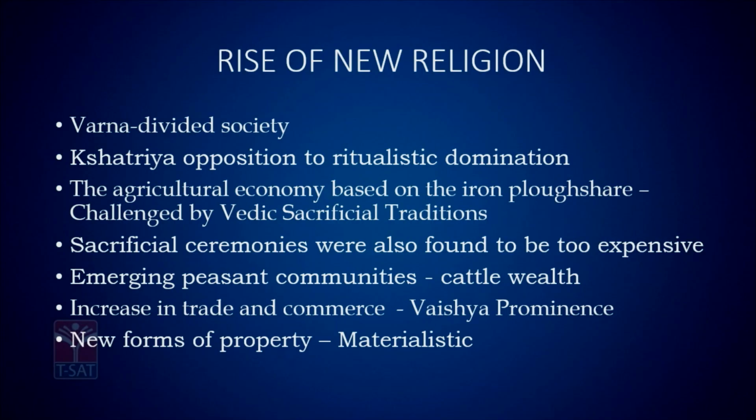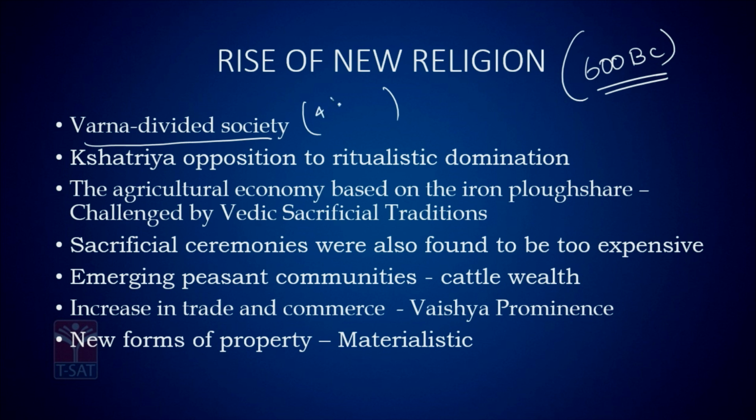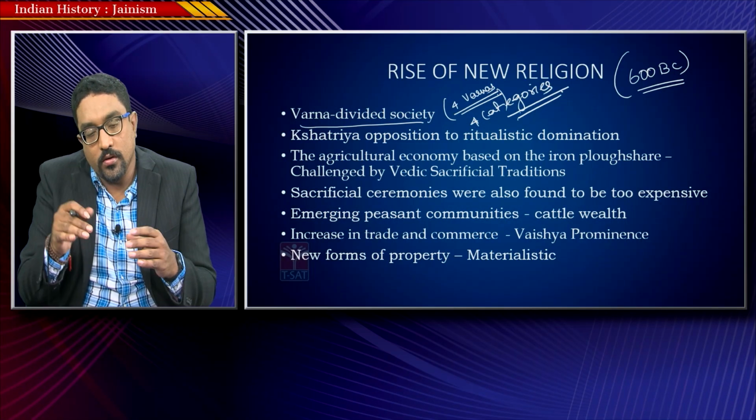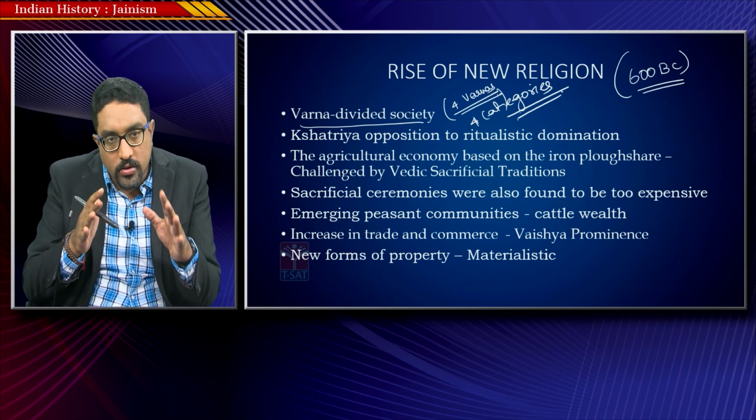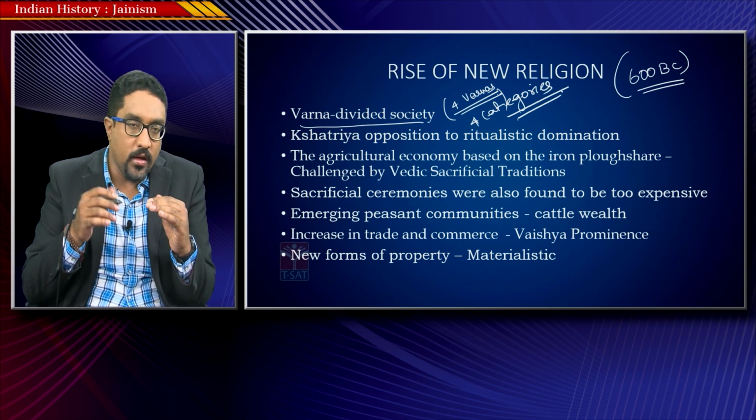Firstly, we will see the causes and the rise of the new religion in approximately 600 BC. Later Vedic society, that is the period of 600 BC, was mainly a Varna divided society. There were 4 Varnas, or 4 categories: Brahmana, Kshatriya, Vaishya, Shudra. Among these 4, Kshatriya was the second category.